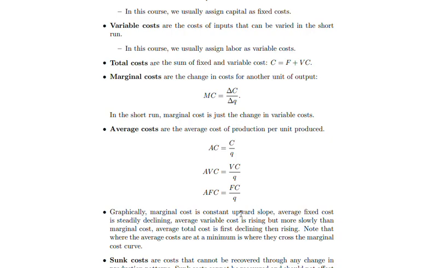Okay, now the other part is average cost. The average cost of production per unit produced is basically your cost function divided by Q, the quantity you produced. And just like average costs, we also have average variable costs and average fixed costs. So that's it.